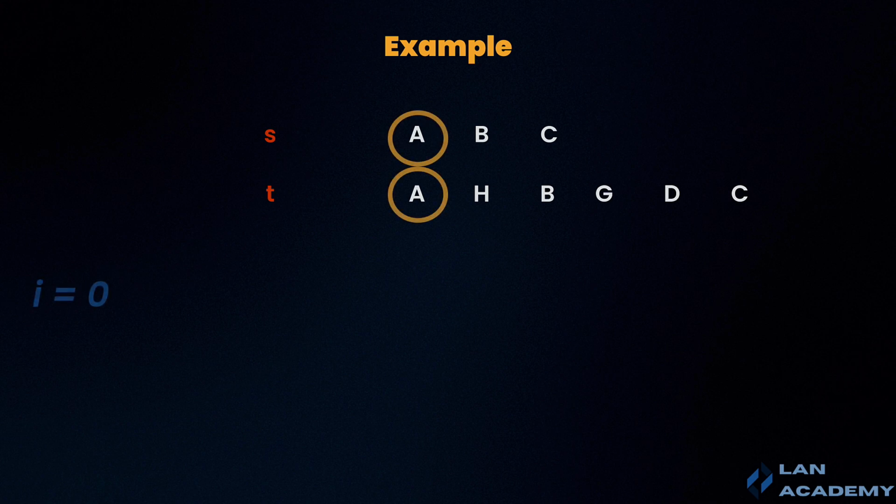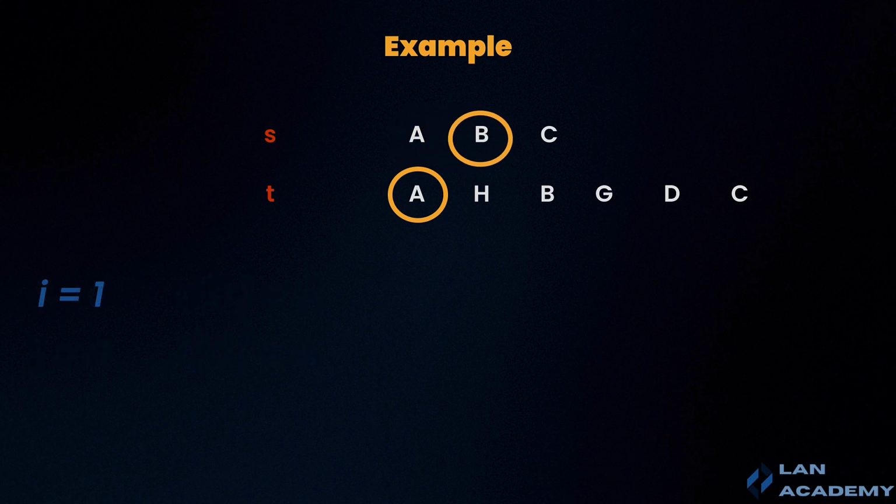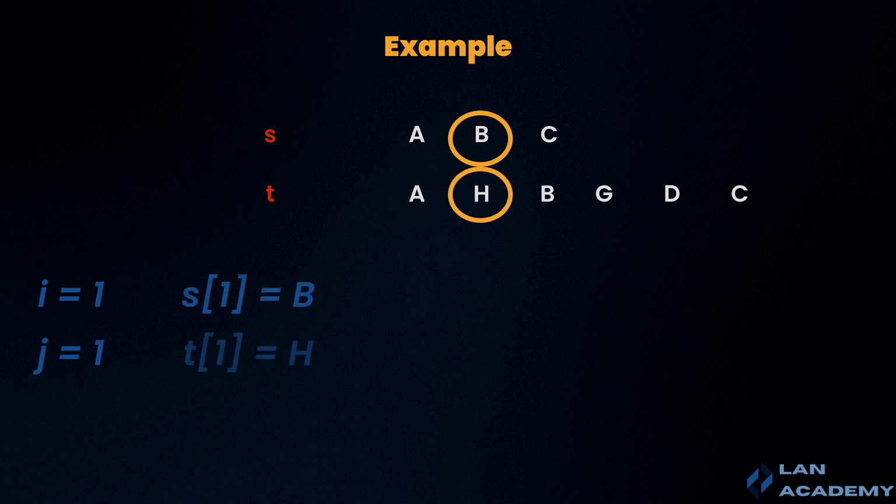Suppose S equals ABC and T equals AHBGDC. Here's how the algorithm would work. i equals 0, j equals 0, compare S[0], A, with T[0], A. They match, so move i to 1. i equals 1, j equals 1. Compare S[1], B, with T[1], H. No match, so move j to 2.